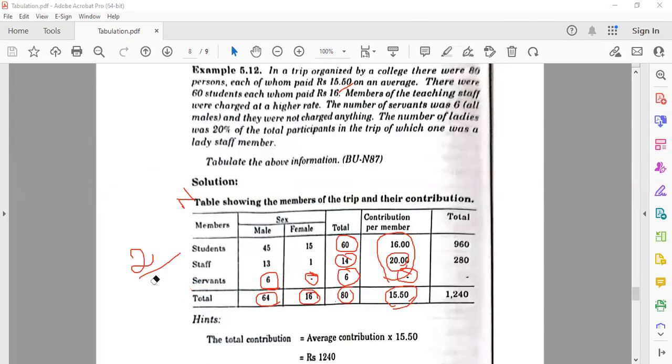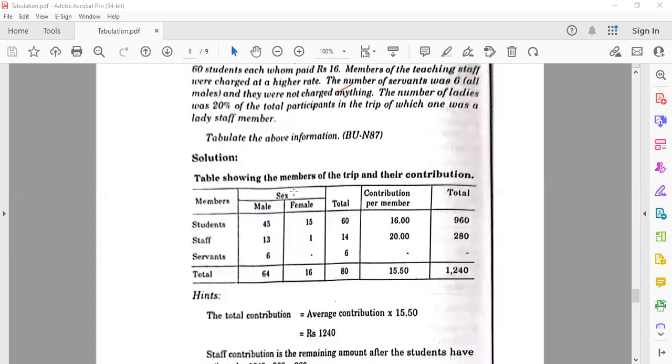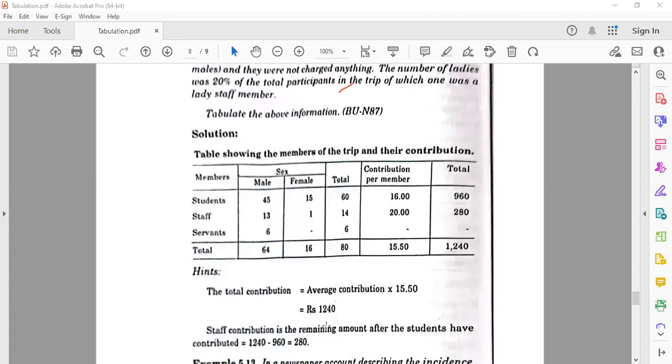So we have to use the average formula, or the simple arithmetic mean formula. So what is the simple arithmetic mean formula? X bar is equal to sigma x divided by n. So that is how we calculate. The staff contribution is the remaining amount after the students have contributed. That is how much the staff have contributed. So that average we have to find out.